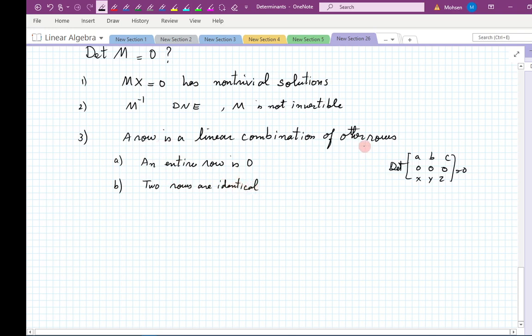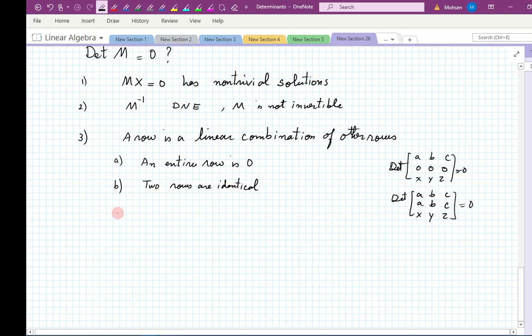That of course means one of them is a linear combination of the other one. So the two rows are identical. Meaning what? Meaning I know without calculating that if I have a, b, c and then again a, b, c and then anything arbitrary here, that definitely becomes zero. That's what it means.